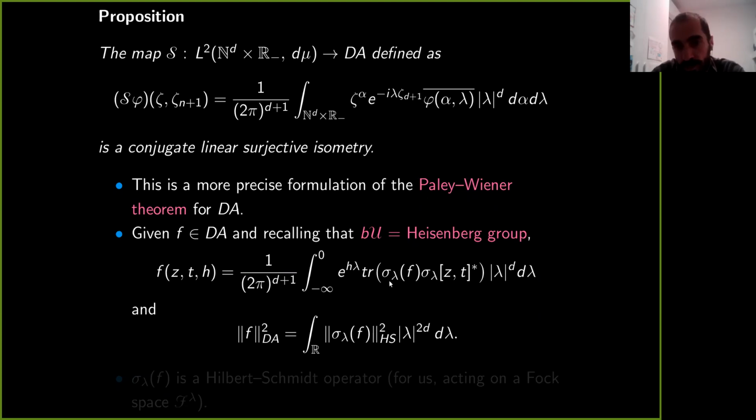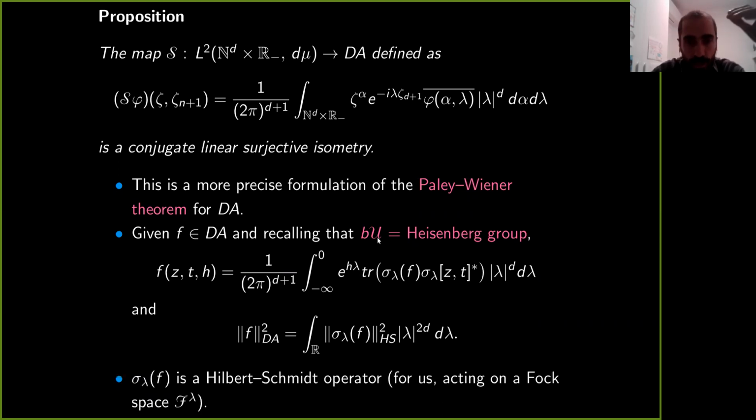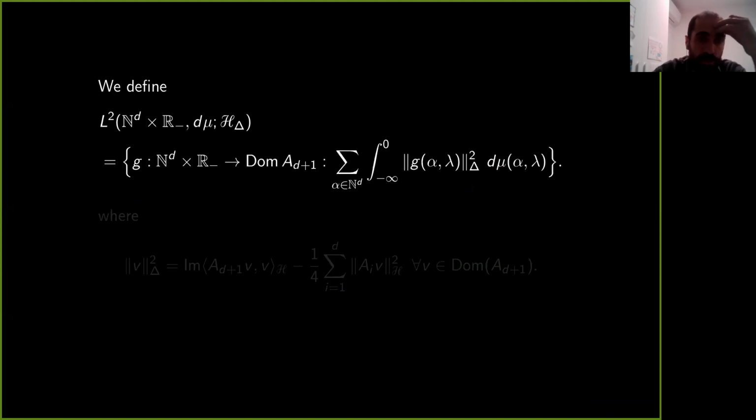The Fourier transform on the group of a function F is a family of operators sigma lambda F, a family of Hilbert-Schmidt operators, and we have this Plancherel formula. I don't want to go into details because they are too complicated, but the takeaway message is that we have the Fourier transform on the boundary, and this L2 space is the image of the Drury-Arveson space via the Fourier transform of the boundary values of the functions in our Drury-Arveson space. We use the fact that the boundary of the Siegel space is the Heisenberg group, so here we use harmonic analysis on the group.